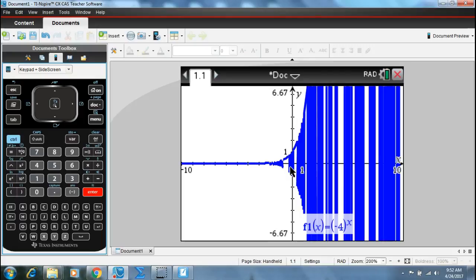Because what's happening is every time you go to an odd exponent, the value of the function becomes negative. Even exponents make it positive. So it keeps flip-flopping, and I don't like flip-floppity.